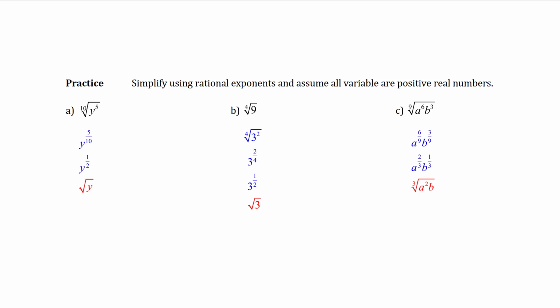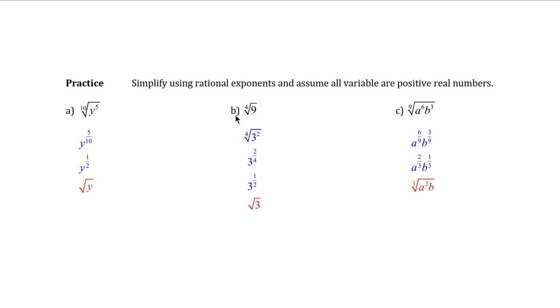Alright, so let's go ahead and get started. So first we need to rewrite part A as a rational exponent. This would be y to the 5 over 10 power. Next, we reduce the exponent, 5 over 10. This would be 1/2. So we get y to the 1/2 power, and then we convert this back into a radical. Our final answer would be the square root of y.